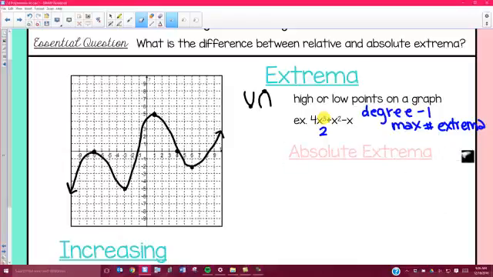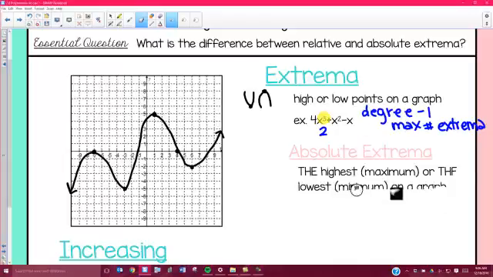Okay, now there are 2 different types of extrema, and there are 2 subdivisions underneath that. So the first thing is called an absolute extrema. And what that means is it's the highest maximum or the lowest minimum on a graph. So when I'm looking at an absolute maximum or minimum, when I was talking about those quadratics, they had one of those. This quadratic, this parabola, would have an absolute minimum. There's a lowest point on the graph.